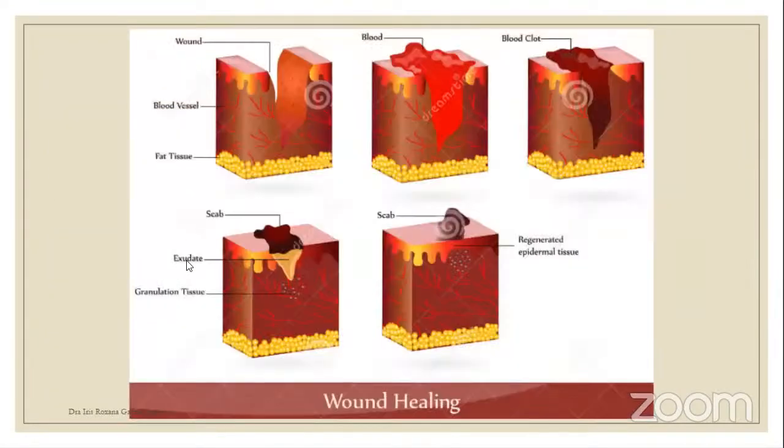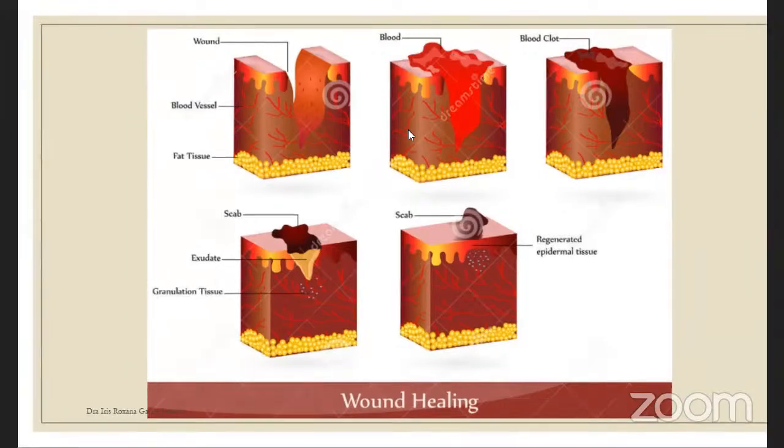This picture is for catching the meanings, 1, 2, and 3, of course. And now we have wound healing, how this wound gets healed, right? We have the wound, then we have the clot, the blood, and the clot. The clot becomes a scab and exudate, and it finishes with the scab. Okay, regenerated epidermal tissue.